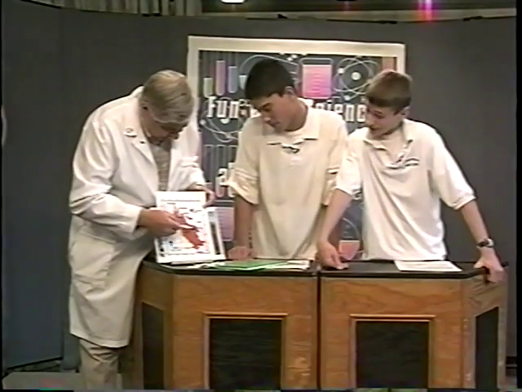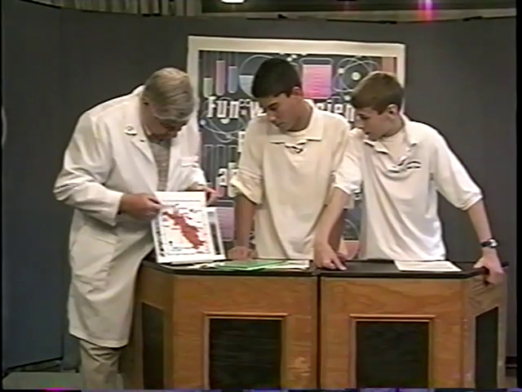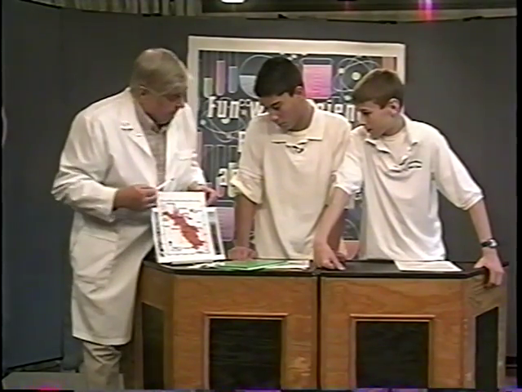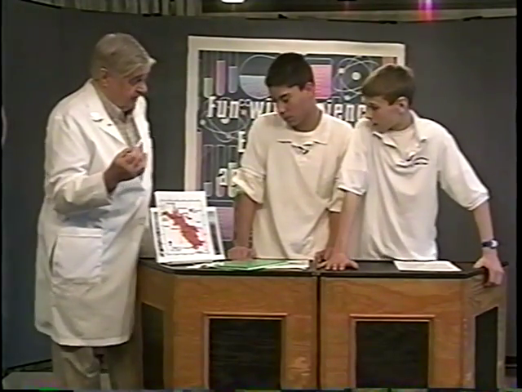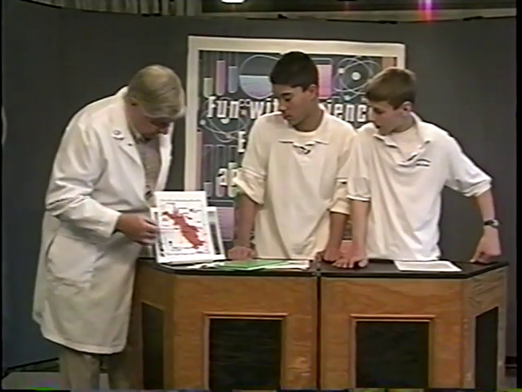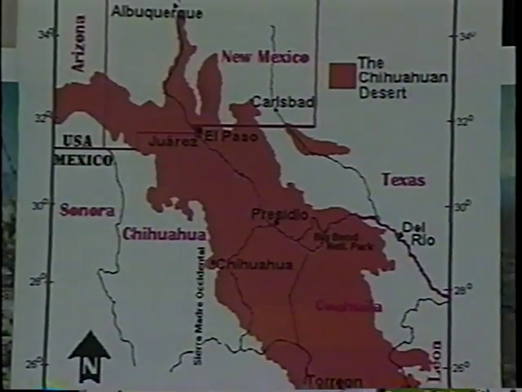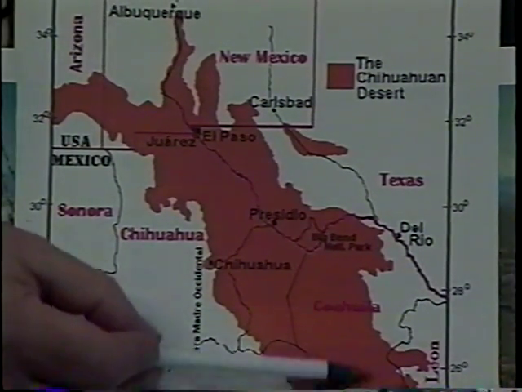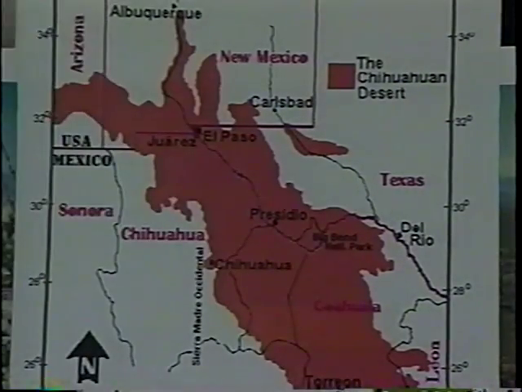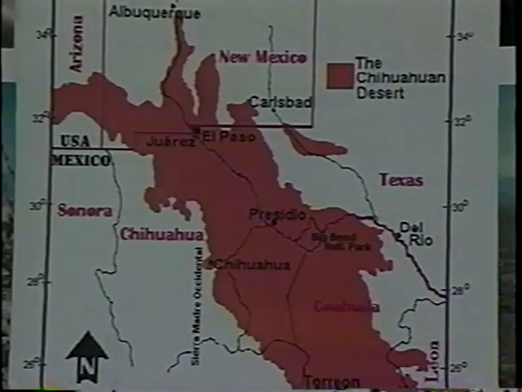Here is Texas, right? This part over here. Here's New Mexico. Down here is Old Mexico, right? Old Mexico has states just like the United States. One of the states is called Chihuahua, all right? The little dog was named after the state of Chihuahua in Mexico, and this orange part that we see is the Chihuahuan Desert, which is named after that state in Mexico.